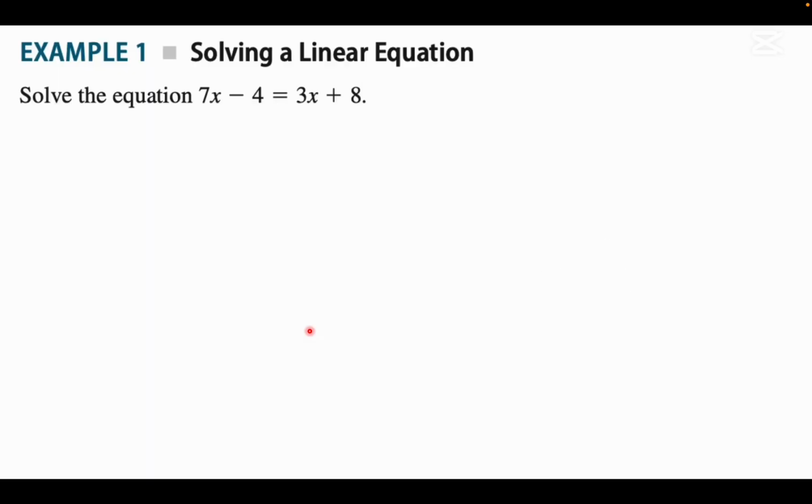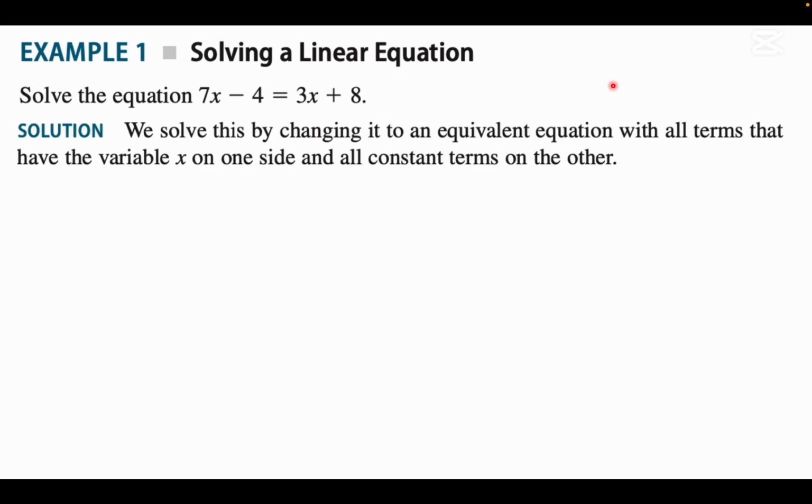Fractions in one variable. How do we solve linear equations? Well, to solve an equation means to find the value of x that would make this a true statement. That is, the value of x that would make both sides equal.